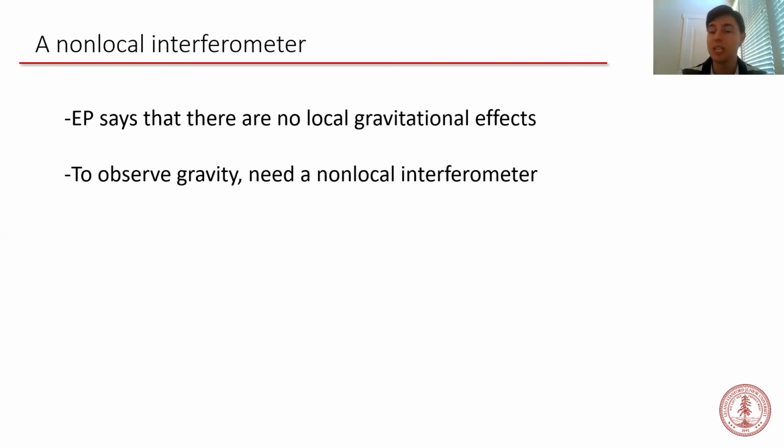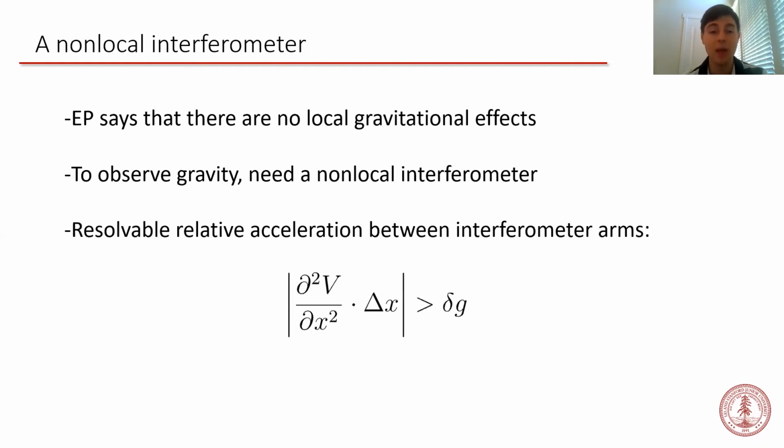This means that we need to increase the wave packet separation until the two arms of the interferometer are far enough apart that they experience resolvably different accelerations. So mathematically, in a gravitational potential V, if the interferometer has an acceleration resolution, delta g, then the wave packet separation, delta x, should be large enough that the second derivative of the potential times the wave packet separation is larger than the acceleration resolution.